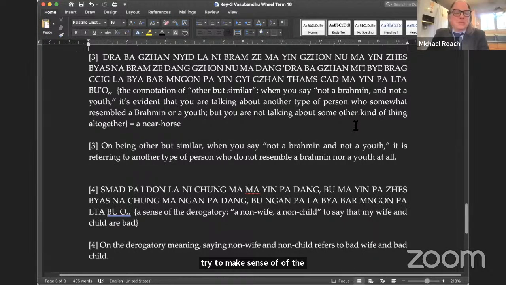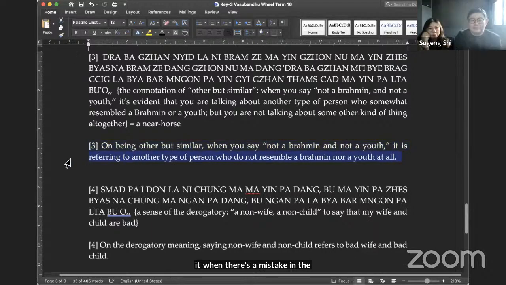It is referring to another who. I just want to correct the word. There's a mistake in the second line. Can you tell me the English?